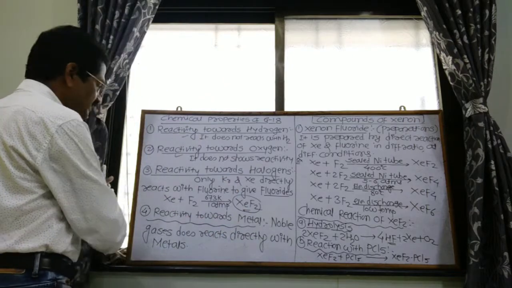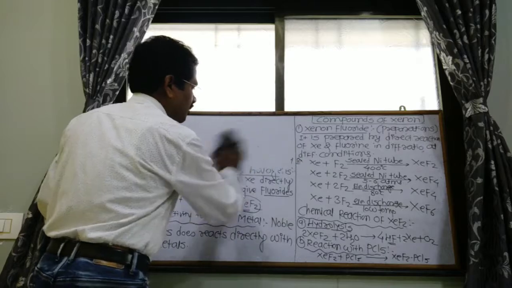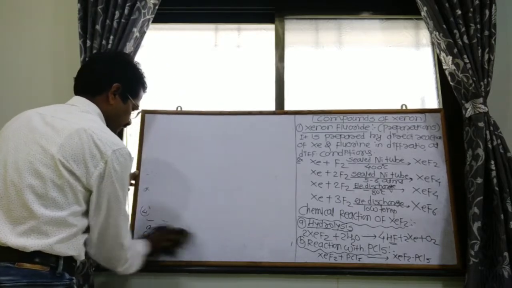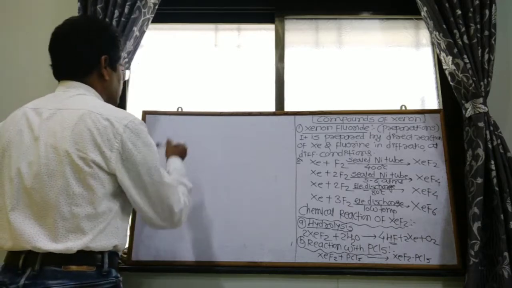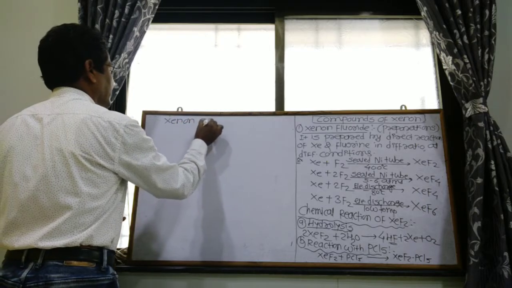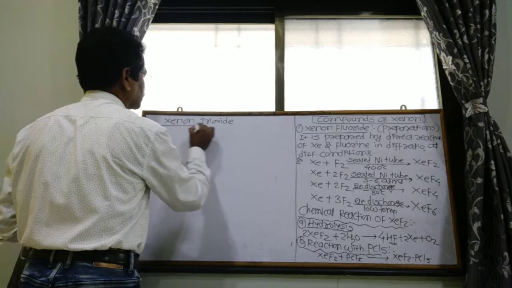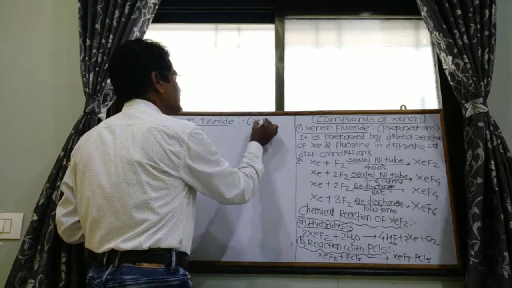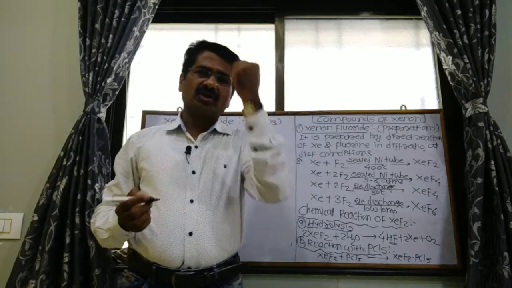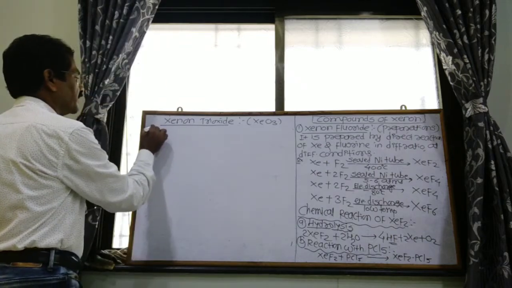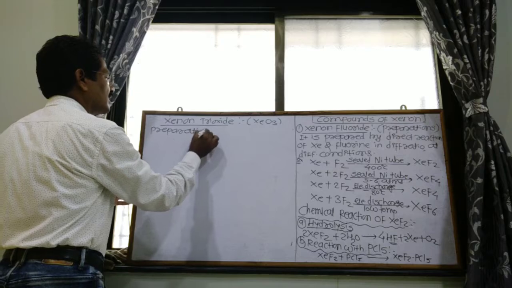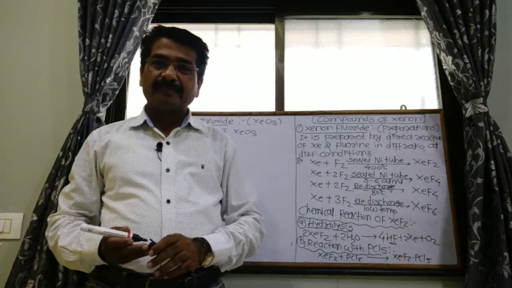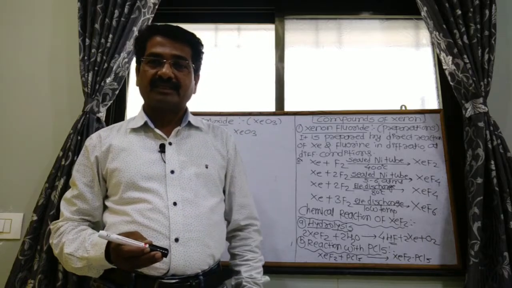After that, see xenon trioxide. How is xenon trioxide formed? First of all, see the formula of xenon trioxide, that is XeO3. How to prepare xenon trioxide? Generally, xenon trioxide, XeO3, is prepared from xenon tetrafluoride.